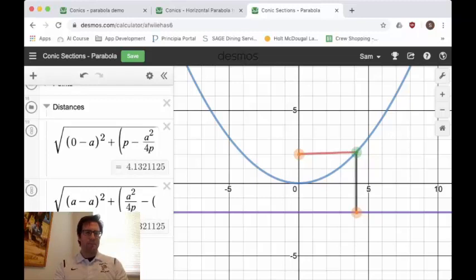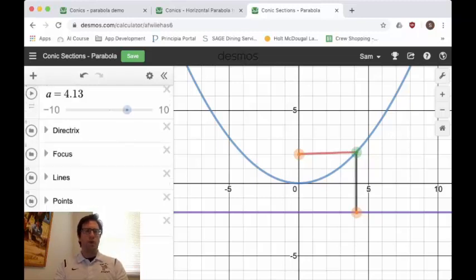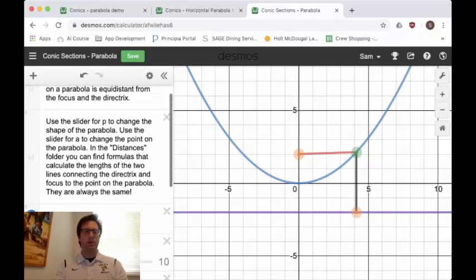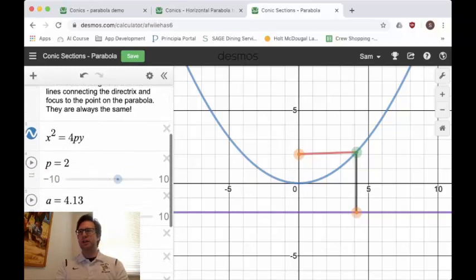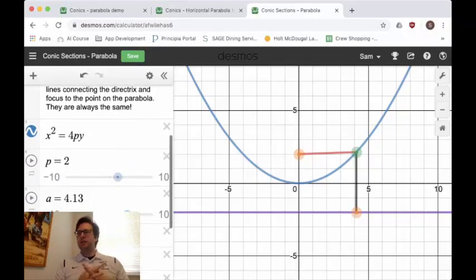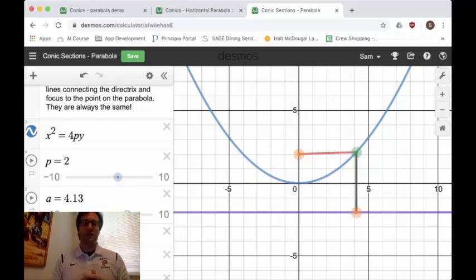Now, so that's why the focus and the directrix are important. Okay, they give us this new property when dealing with parabolas. And now we can define a parabola by, oh, it's this set of points that always has the same distance from the focus and from the directrix.